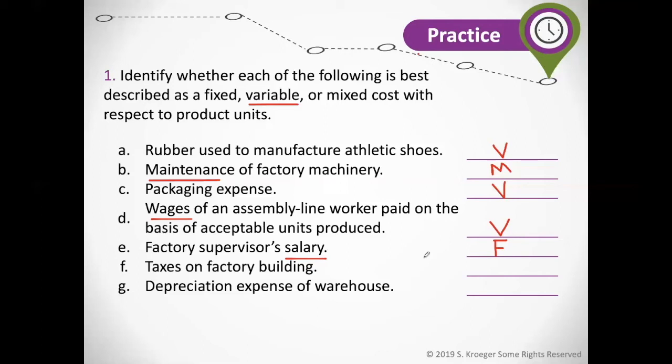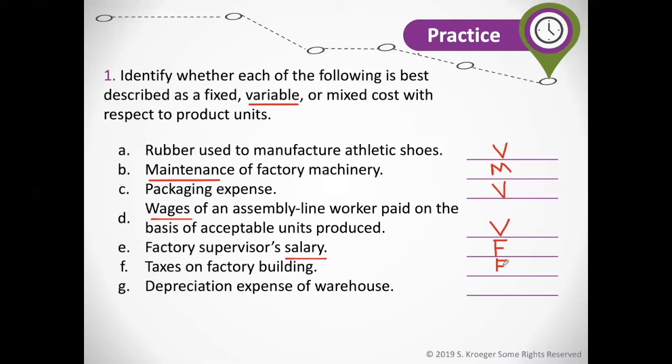F, taxes on factory building. This would be like the property taxes. It's just like I have property taxes on my house. Now, if we make twice as many shoes, will our property taxes also double? No, that's a fixed cost. This will stay the same regardless. Just think, the company is not sending information to the New Jersey government to say, hey, this is how many I made this month, please charge me more money. That's not how it works. You get charged one amount, and regardless of what you do in that space, it's that amount.